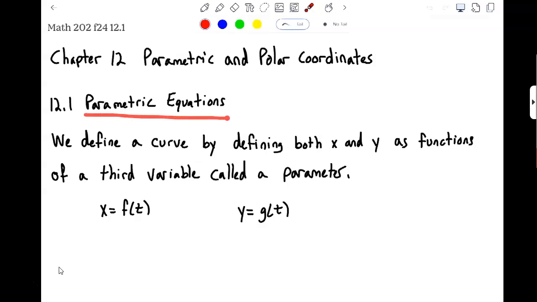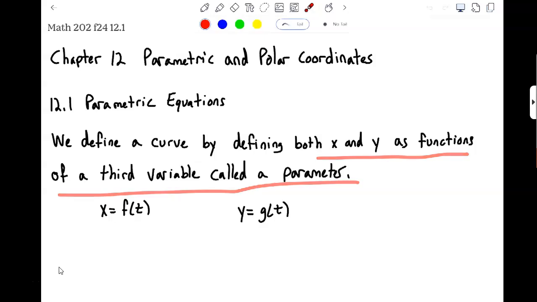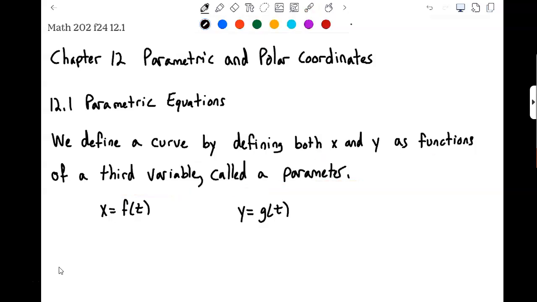Okay. So we begin our discussion with what are called parametric equations. In parametric equations, we define a curve, the shape in two-dimensional space that later we usually call a graph, by defining both x and y as functions of a third variable, which is called a parameter. T is usually the variable we use, and we think of it usually in terms of time.